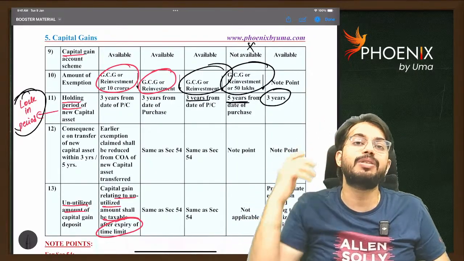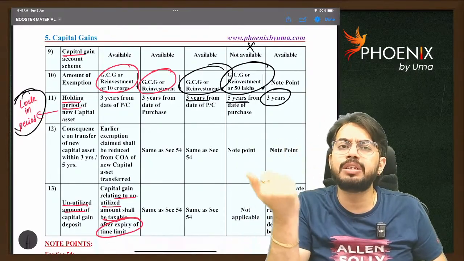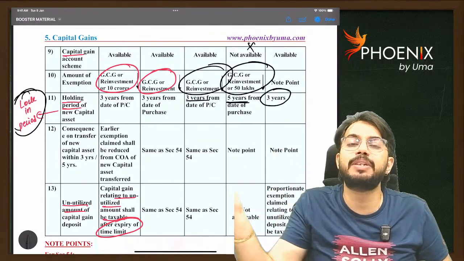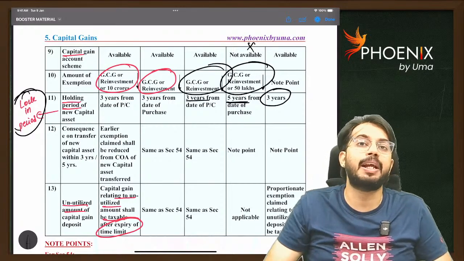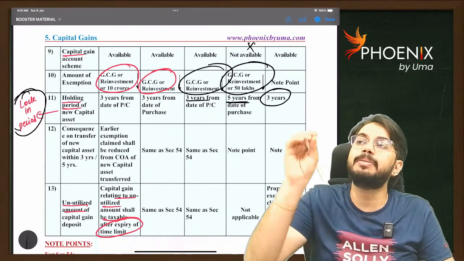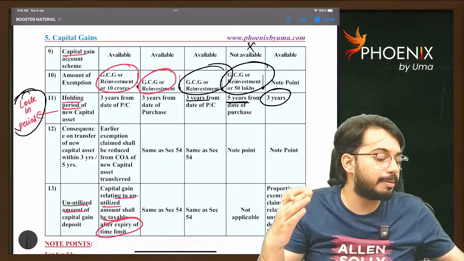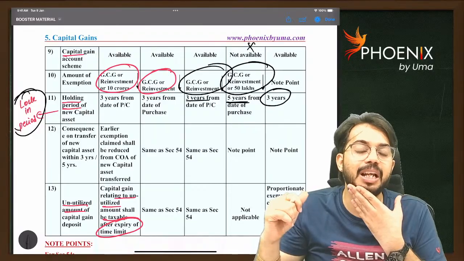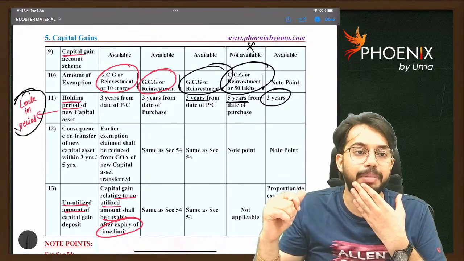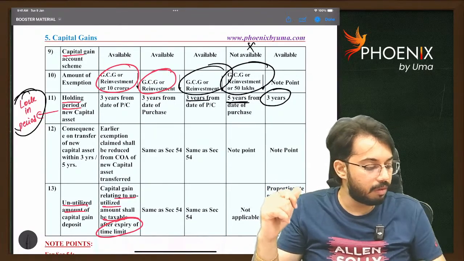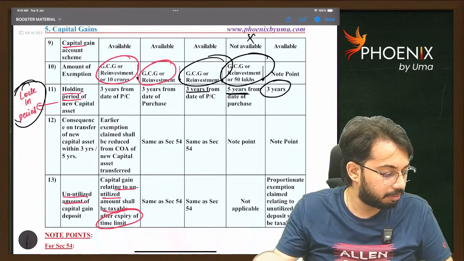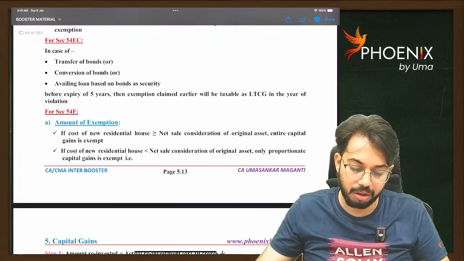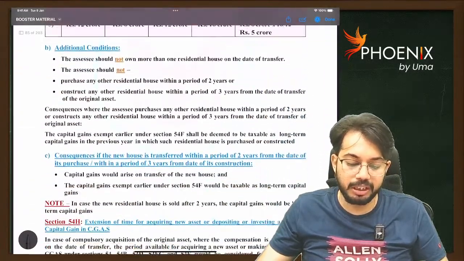Sir, whether capital gains account scheme is available? Yes. The law gave 2 years for purchase, 3 years for construction. Due date is within 4 months from the end of the previous year. So obviously capital gains account scheme is available. You can deposit money in the capital gains account scheme and you can claim exemption under section 54F. Are you able to understand? But whatever unutilized amount is there is taxable after the expiry of time. So this is the concept.